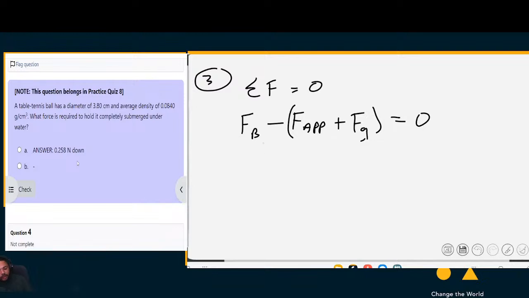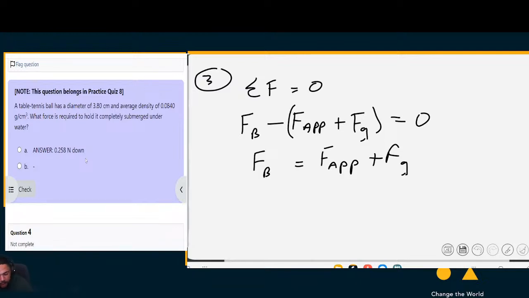Okay. Therefore, you can say that the buoyant force is equal to the force applied plus the force of gravity. Right? That's simple math. So the buoyant force must be equal to the force applied and that of gravity. Now you already know what the buoyant force is. You can work out the buoyant force and you can work out the force of gravity.